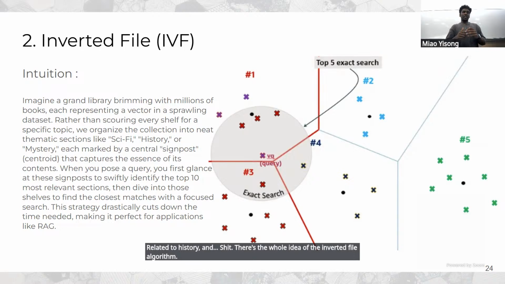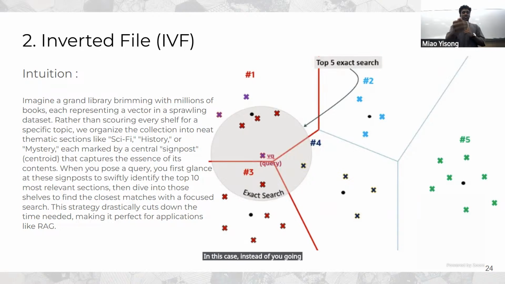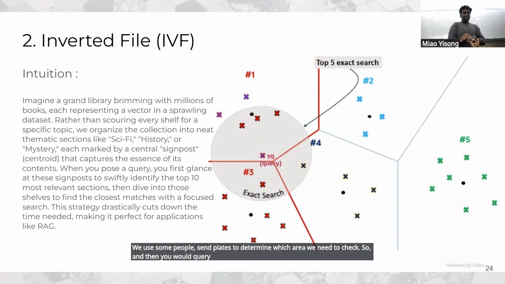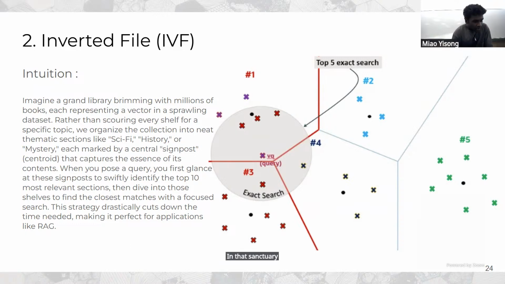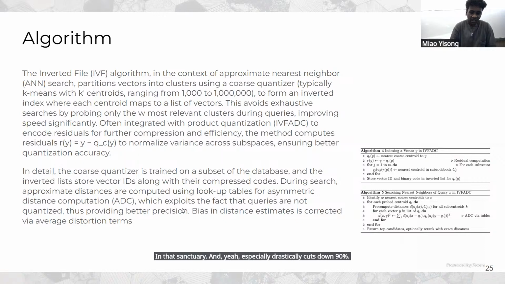In this case, instead of going to a certain area or book section, we use something called centroids to determine which area we need to check. Then you would query the nearest vectors in that centroid. And as mentioned, this strategy drastically cuts down search time. But then again, HNSW does beat IVF.